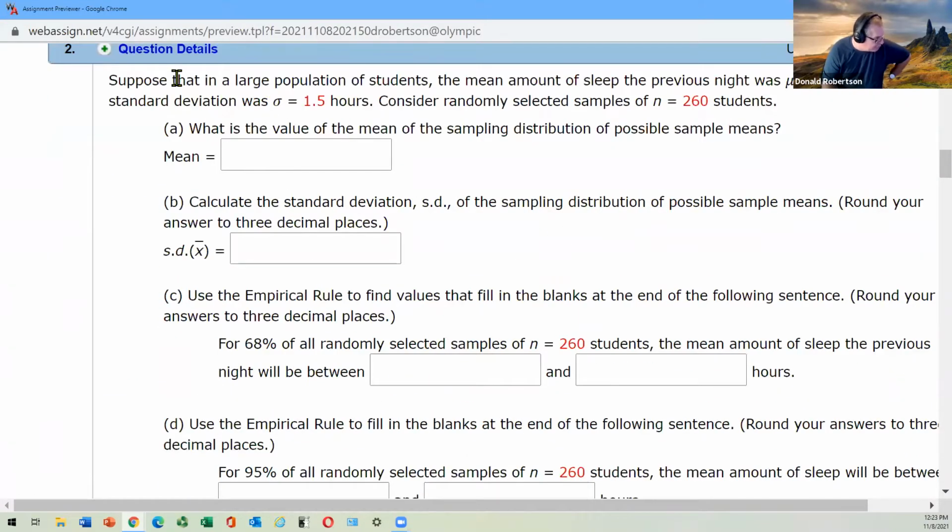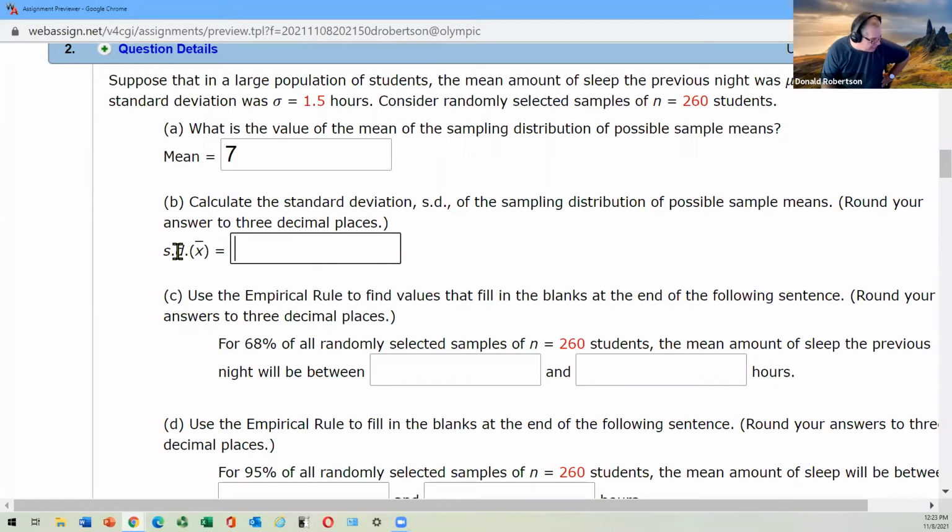Now, in question 2, suppose that a large population of students, the mean amount of sleep is 7, and that standard deviation is 1.5. What is the value of the mean of the sampling distribution? Aren't they basically getting you to realize it's 7? Agreed? Now, this notation here is quite useful. I haven't used it yet, so I might as well talk about it.